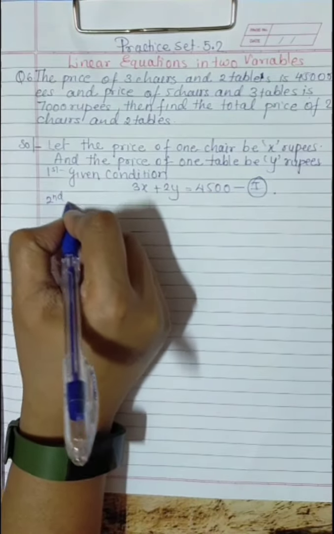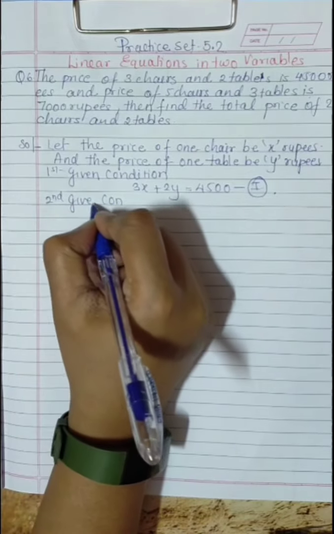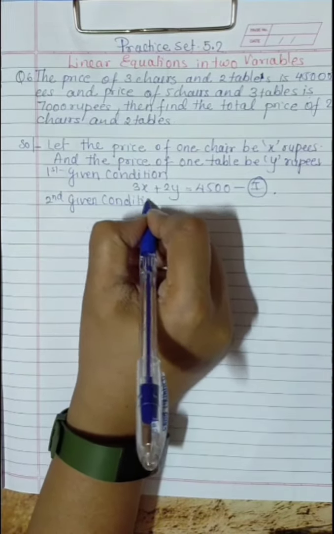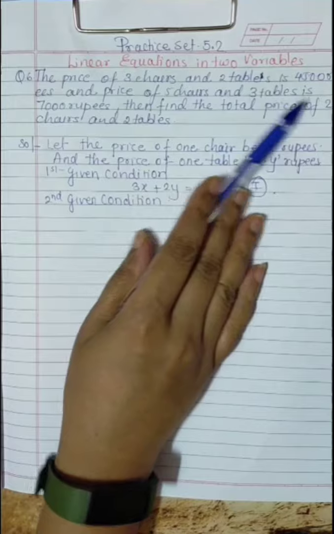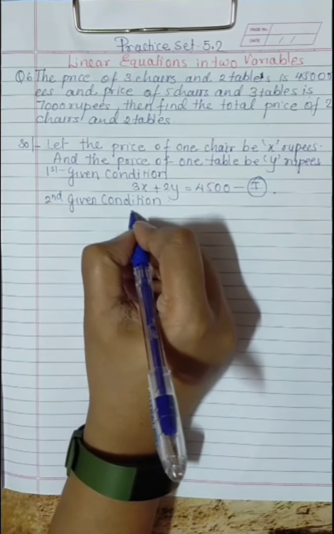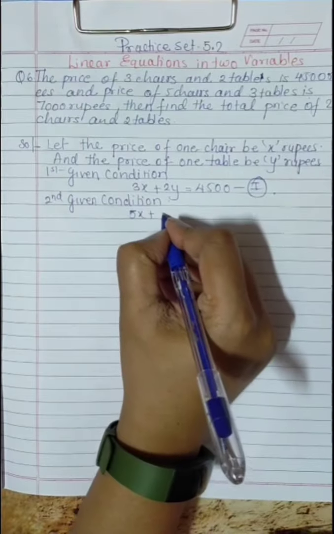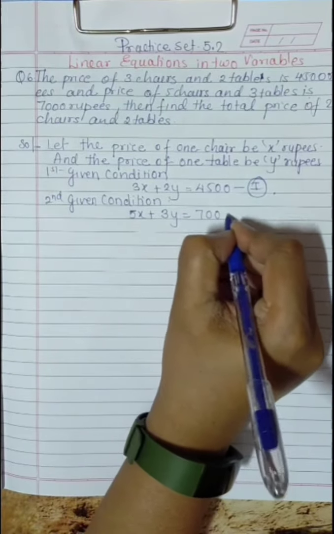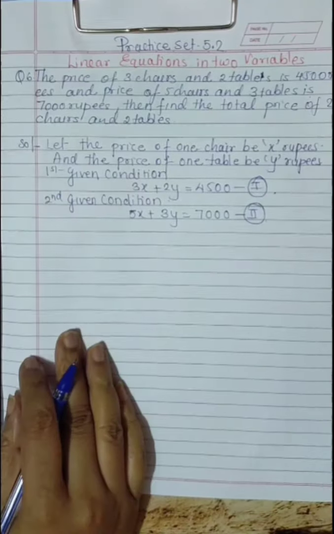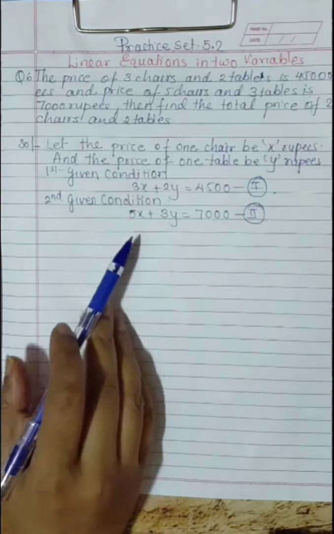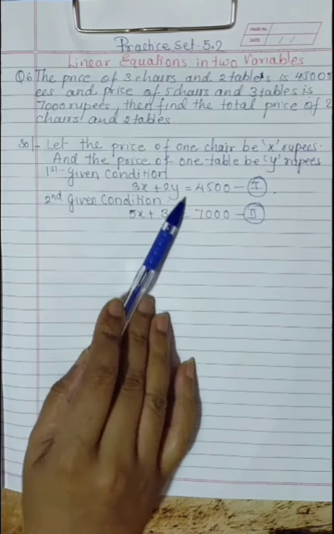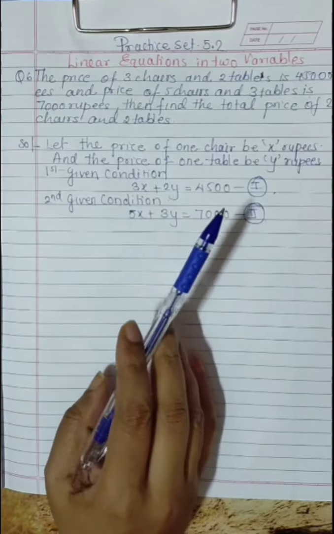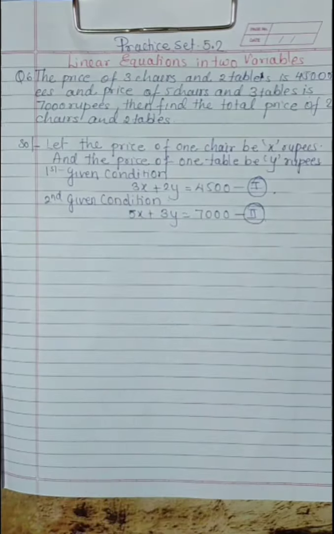Now the second given condition: the price of 5 chairs and 3 tables is 7000 rupees. 5 chairs means 5x plus 3 tables, 3y, equal to 7000. This is our second equation. Now here you can see 5x, here 3x, here 2y, 3y, equal to 4500, here 7000. So what we are going to do, we will multiply the first equation by 3.